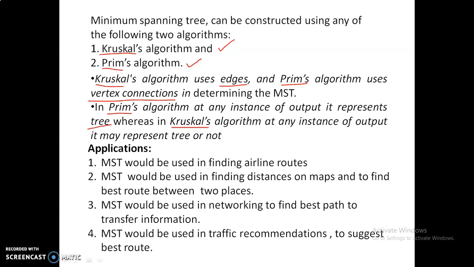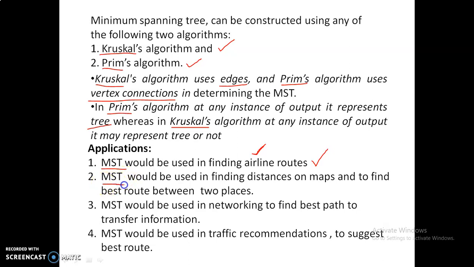Now the applications of minimum spanning trees are like this. Generally in real-time applications, one is airline routes. Airline organizations use the minimum spanning tree to find the routes and the shortest route between two different places.